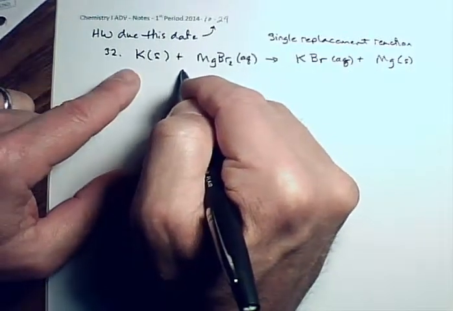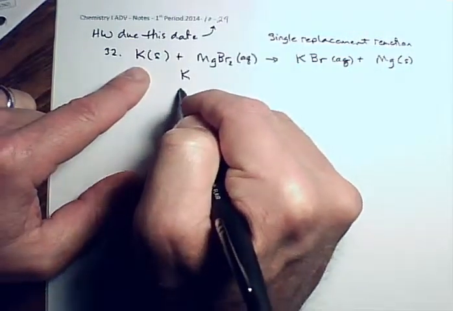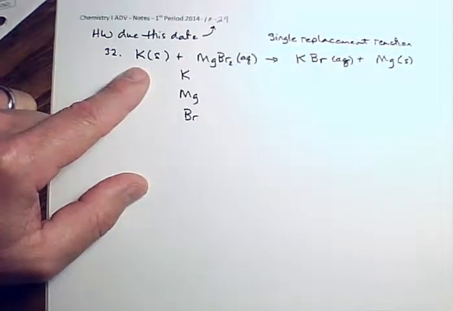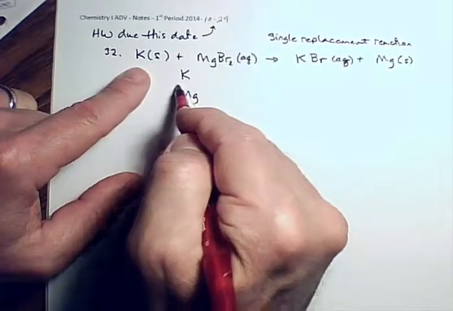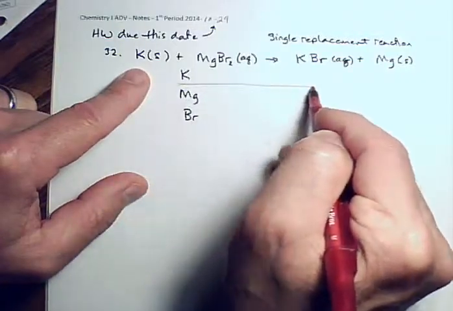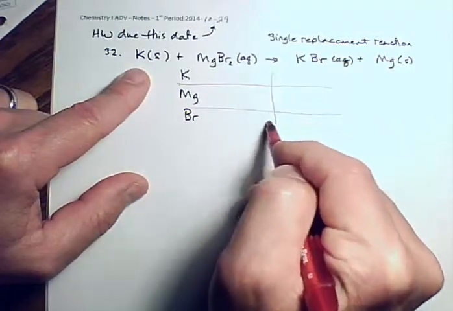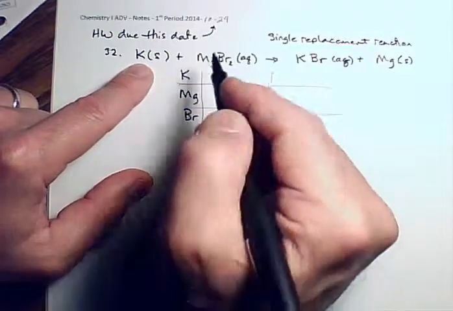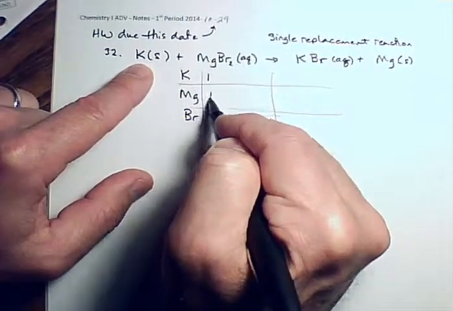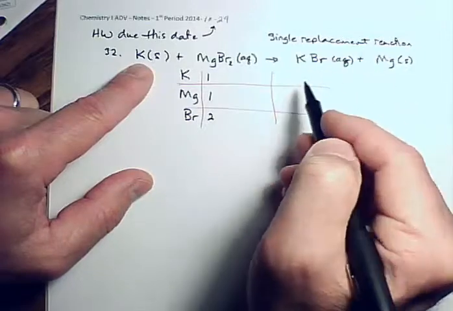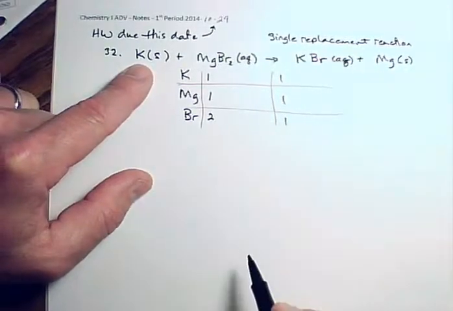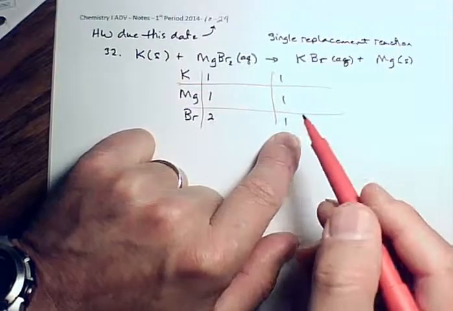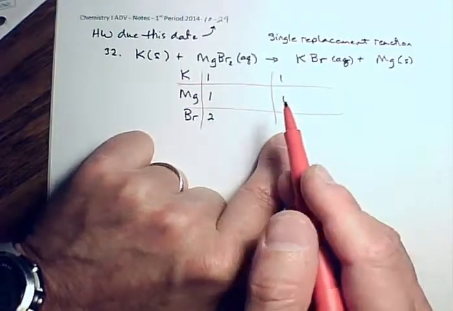Okay. All right, now, so we're ready to balance the overall equation. So we're going to list out our elements in an atom inventory: K, Mg, Br. We're going to make our little grid for the inventory. We're going to count everything. I've got 1 potassium on the left, 1 magnesium on the left, and 2 bromines. Over here, I've got 1 of everything. I need to have 2 bromines on the right, and the only way to get 2 bromines on the right is to use a coefficient.